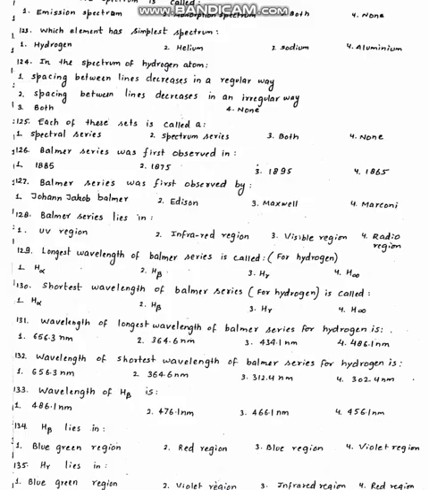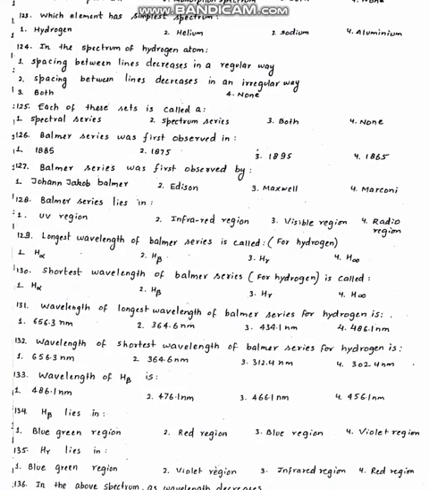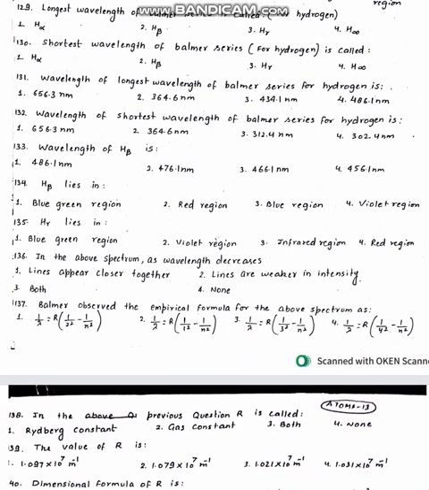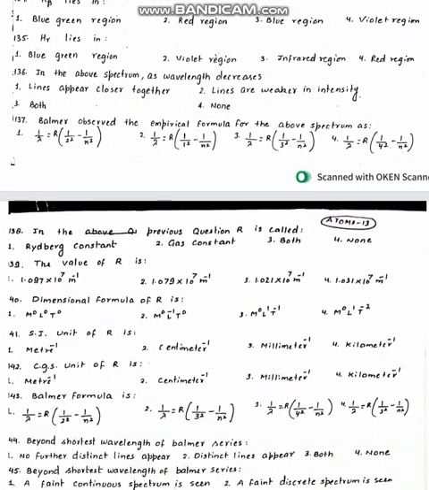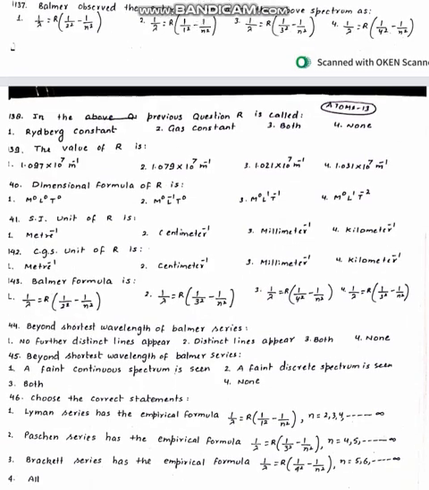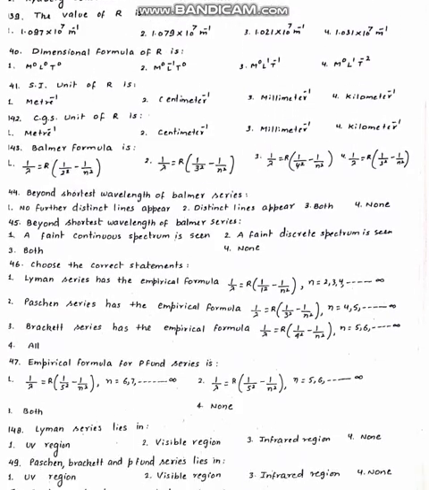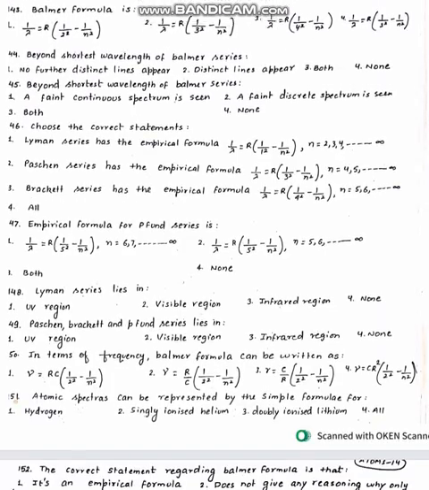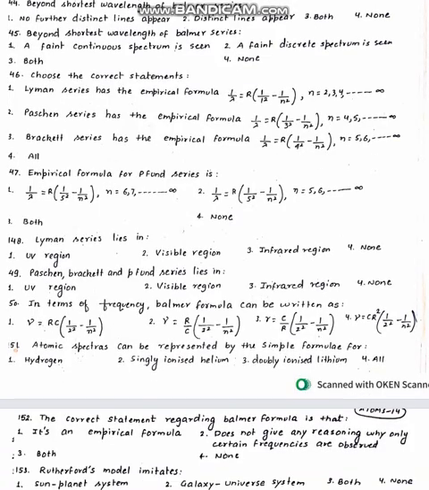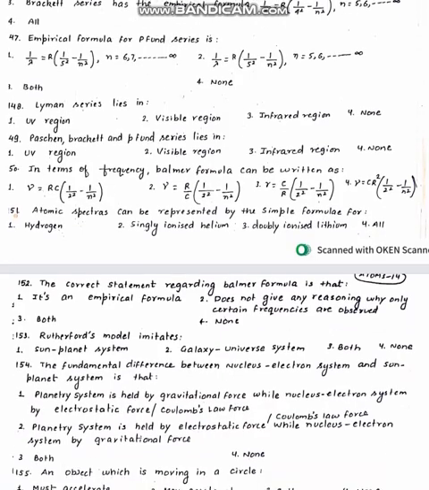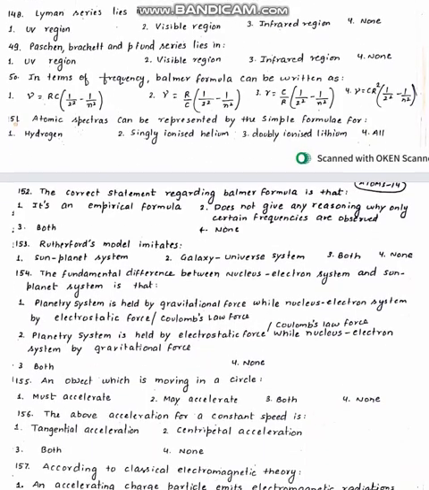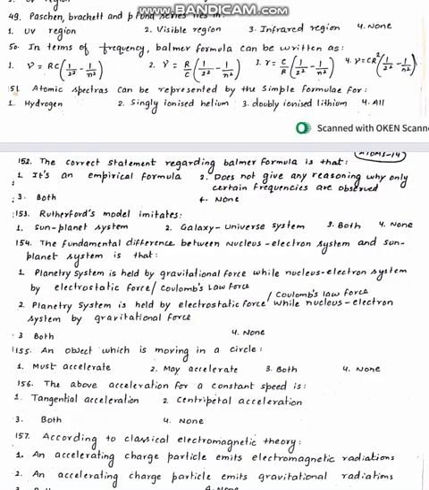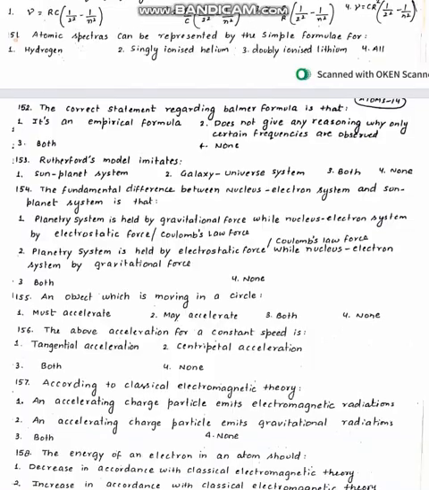Then certain theoretical questions based on that. Then a spectrum series, Balmer, Lyman, shortest, longest wavelength. And we have questions based on Balmer series, empirical formula, Rydberg constant, dimension, SI unit, CGS unit. Then we have some questions based on Lyman, Paschen, Brackett series, empirical formulas for them. Lyman series, wavelength related question. Questions based on frequencies of photons emitted in these series.